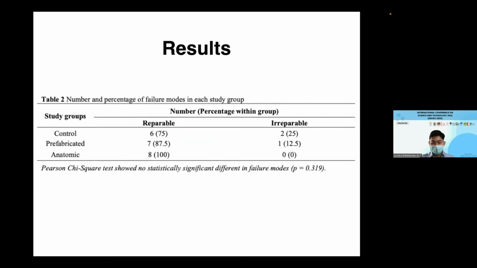For the failure mode, of all the fractures, 87.5% were reparable. One sample in the prefabricated group and two samples in the control group showed an irreparable fracture mode. The chi-square test showed no statistically significant difference in failure mode among the groups.